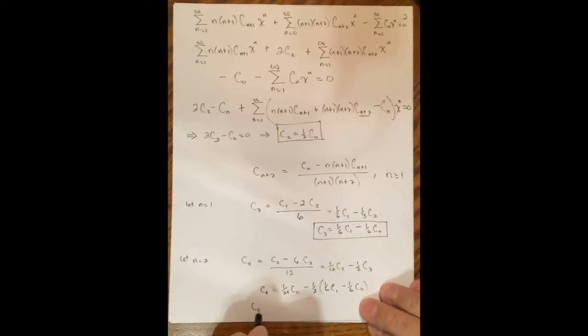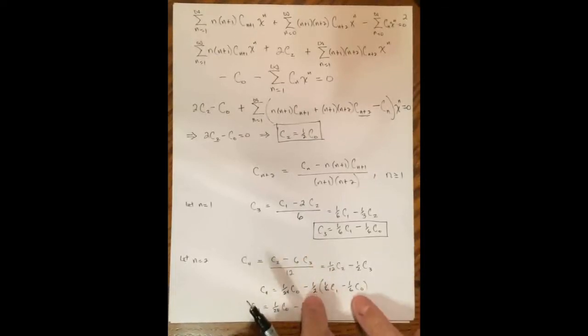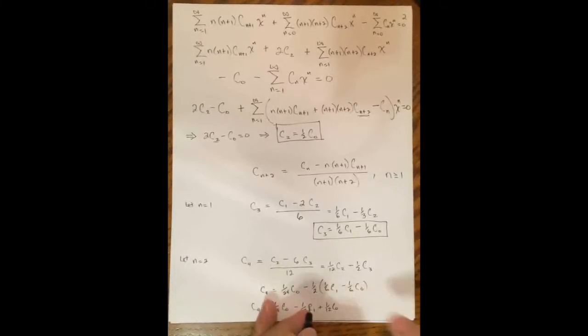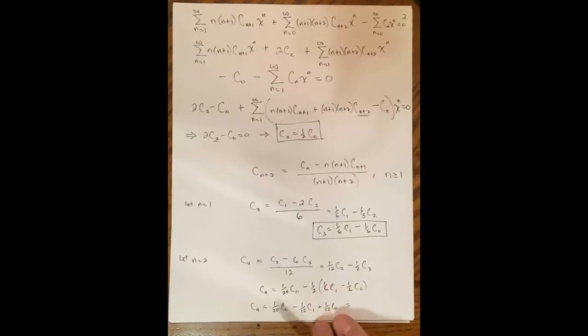And then c sub 4 is going to be a 24th c sub 0 minus a 12th c sub 1, and then plus 1/12 c sub 0. Okay, now 1/12 is equal to 2 over 24. 2 over 24 plus 1 over 24 is 3 over 24. So that's going to be a 1/8 c sub 0 minus a 1/12 c sub 1.